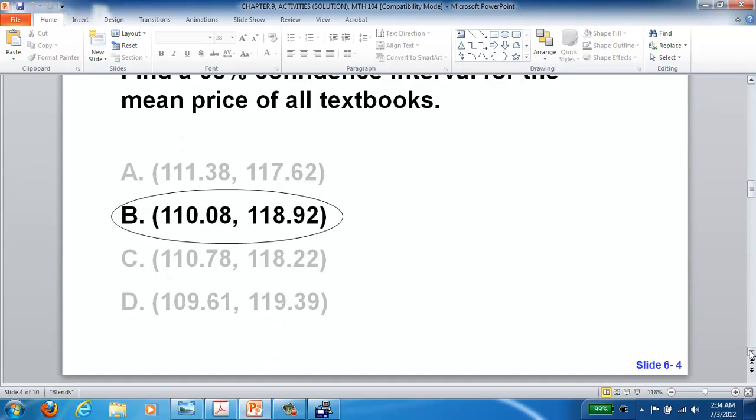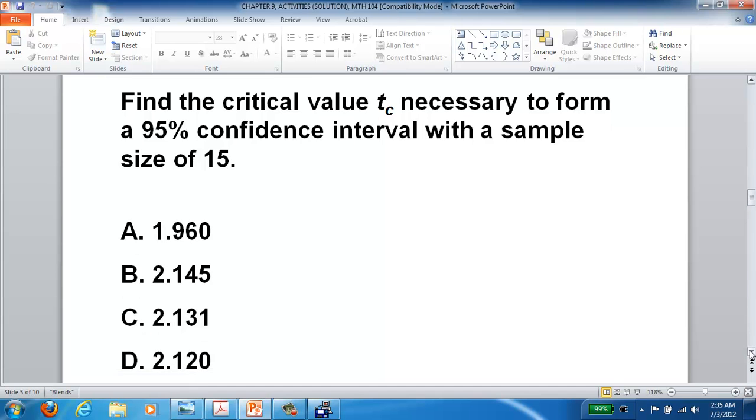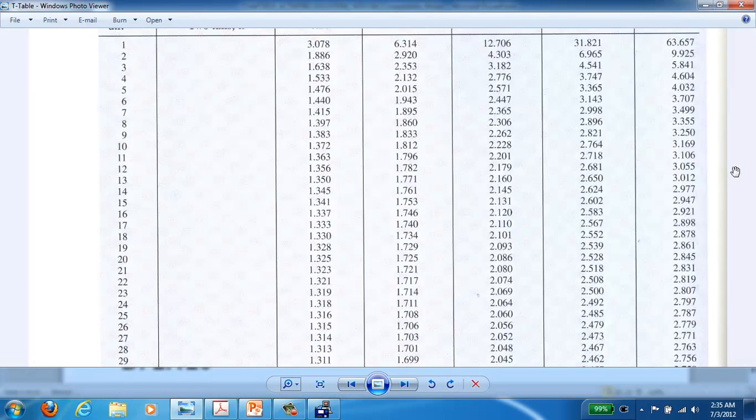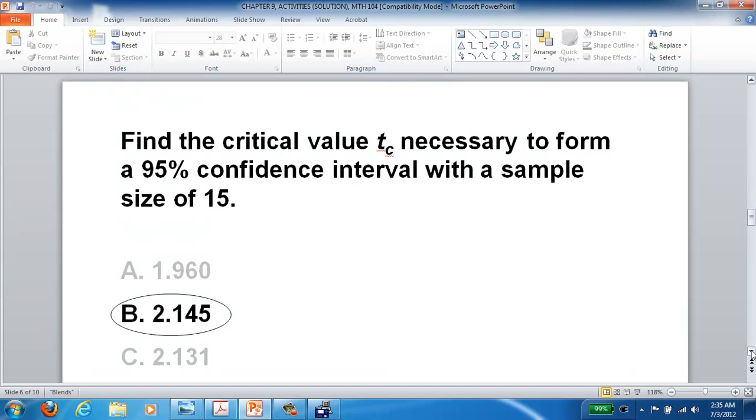Next one, number 3, 95% t-value, sample size of 15. If it's a sample size of 15, that means that the degrees of freedom will be 14. So what we have to do, we have to go to the table of the t-distribution, and in this case we have to go to 14 degrees of freedom and 0.95. As you can see, it will be 2.145. So the correct one is B.